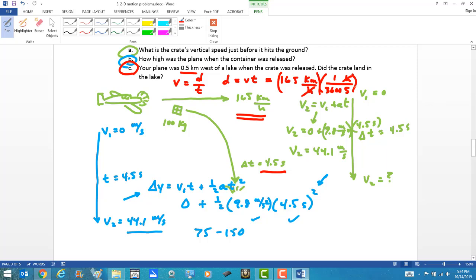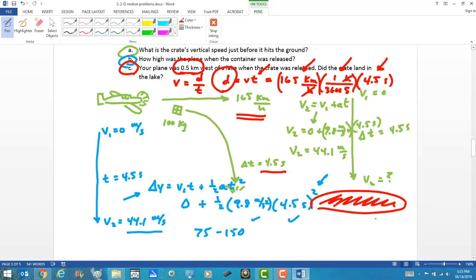And then the time right there is stated in the problem, 4.5 seconds. And so your distance is just 165 divided by 3,600 times 4.5. And so get that distance in kilometers and compare it with this information right here. In other words, there's a lake down here, a red lake, 0.5 kilometers from where you drop the package.